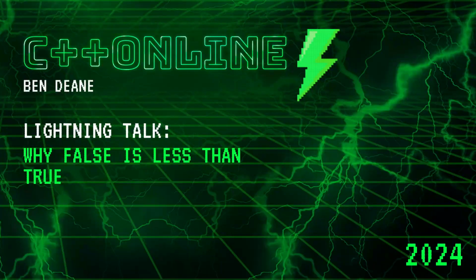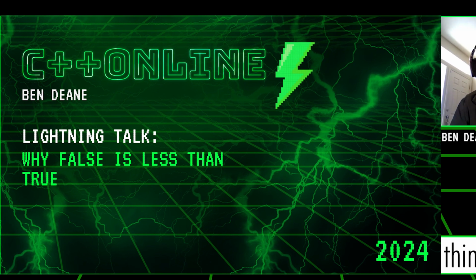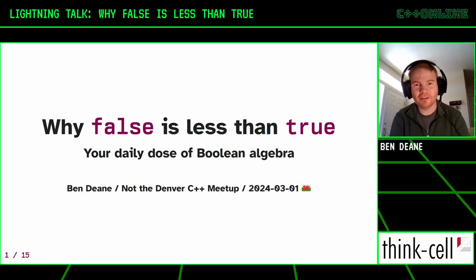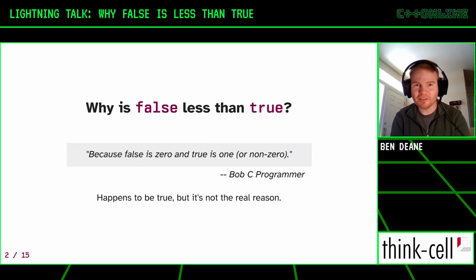So this is a question that may have never occurred to most people, and it had never occurred to me really to question it until I had reason to. So why is false less than true? Well, one answer would be just the fact that it is, because we map false to 0 and true to non-zero. This happens to be true, but I don't think this is the real reason.